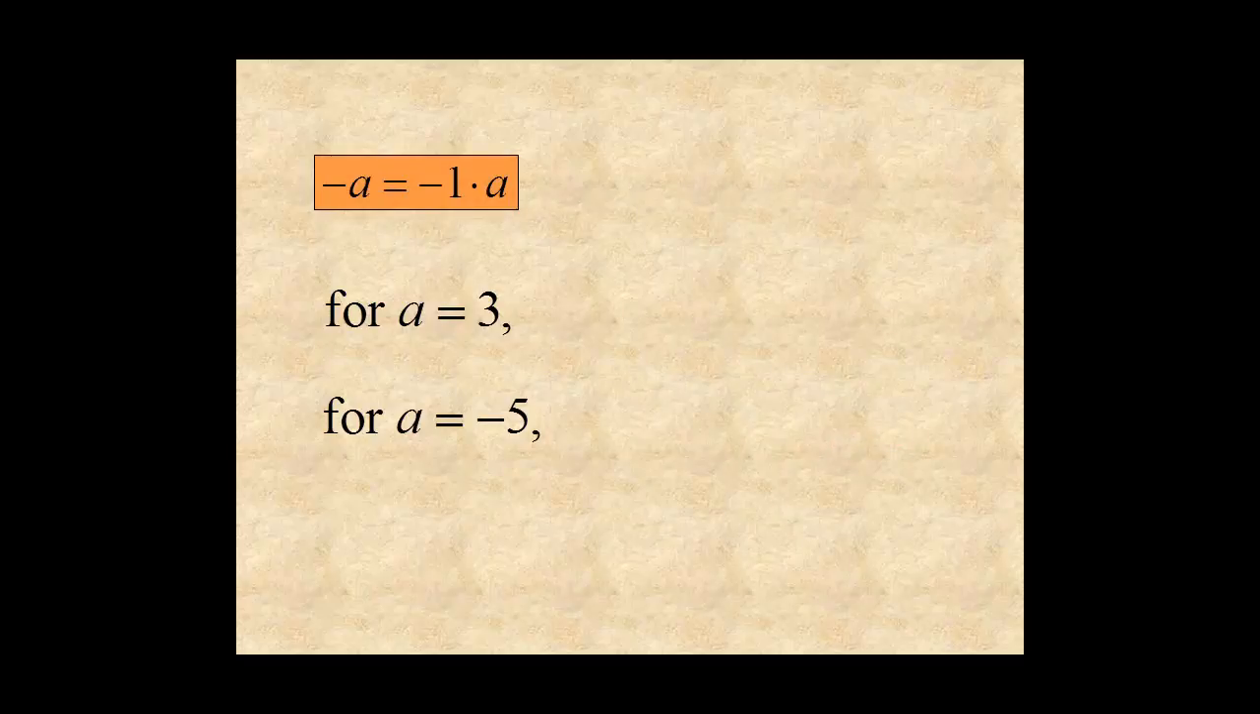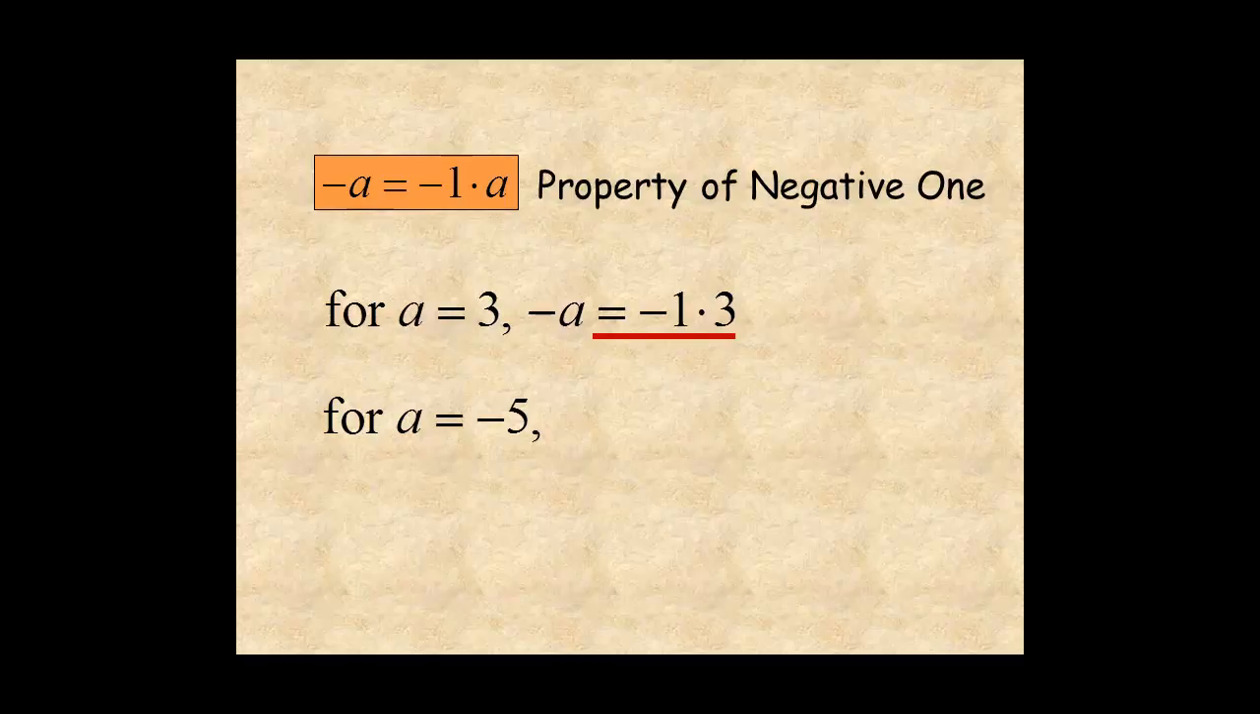The second way to understand a negative sign: -a is equivalent to -1 times a. This is called the property of -1. So for a equals 3, -a equals -1 times 3, which is -3. For a equals -5, -a equals -1 times -5, which is +5.